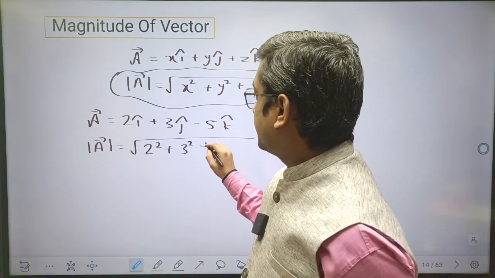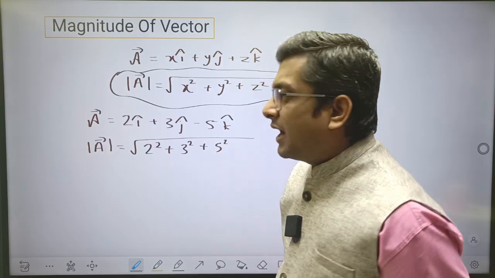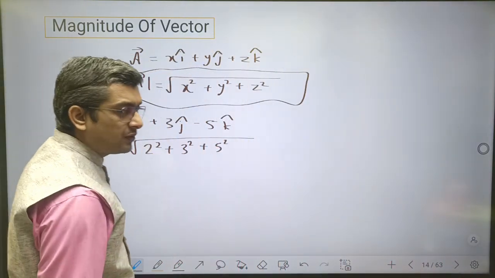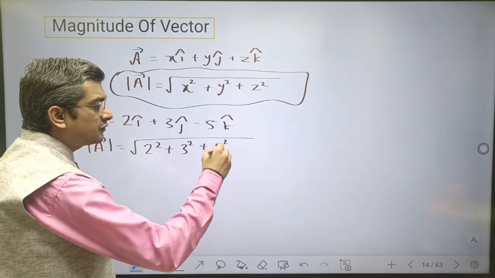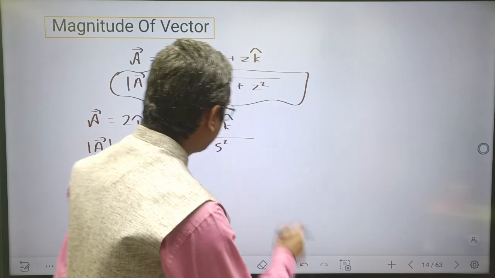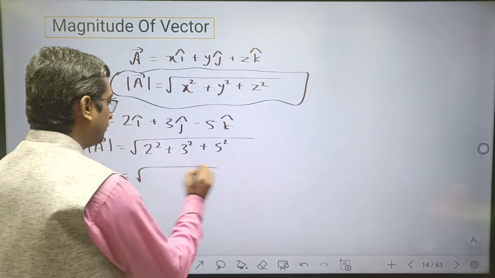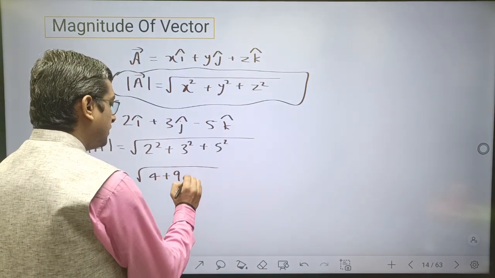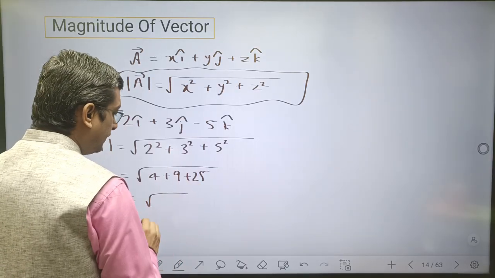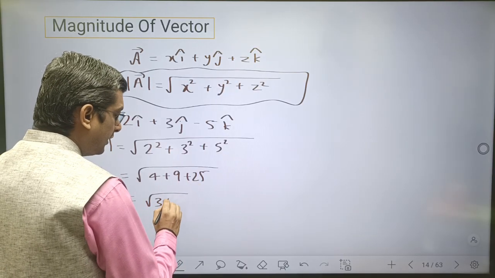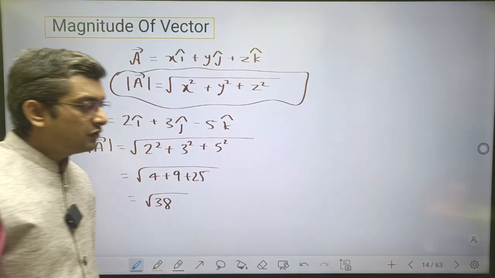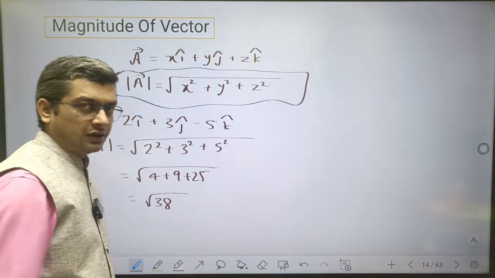So here we can write 5 square. And if some students say, sir, put minus here, if I put minus as well, what happens? This minus square will finally become positive. So there is no sense of putting minus here. So this is the magnitude: 4 plus 9 plus 25. So this is 25 plus 13, so this is 38, isn't it? So this is the magnitude of this given vector. So in this way you can find it, just don't take the minus sign, isn't it?